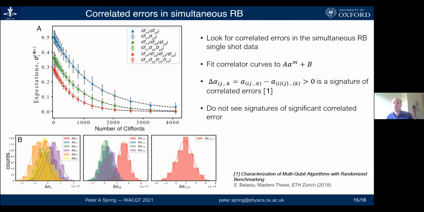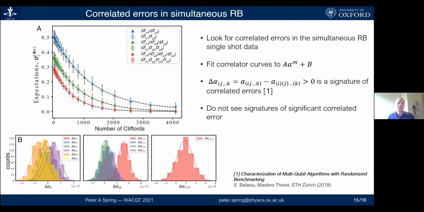So we can also look for correlators in the simultaneously performed randomized benchmarking. And you can see that on this graph here. So I'll try and explain this a bit. The blue points, those are showing expectations of products and products of expectations for measurements along Z between qubit one and two. And you can fit both of those curves to a standard exponential decay curve. And then from the difference in the depolarizing parameters, this will kind of flag up any correlated errors.